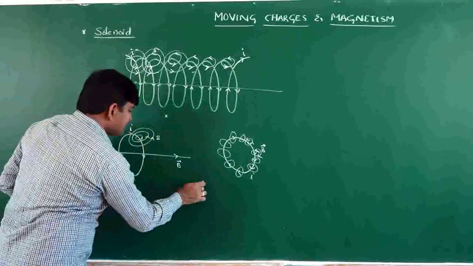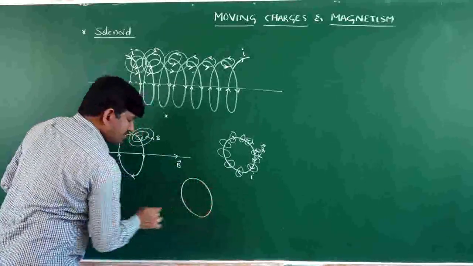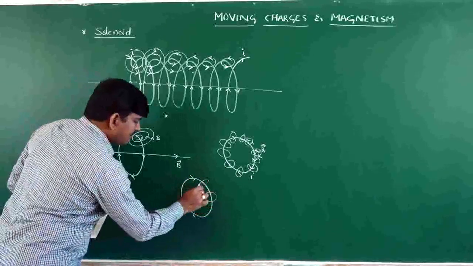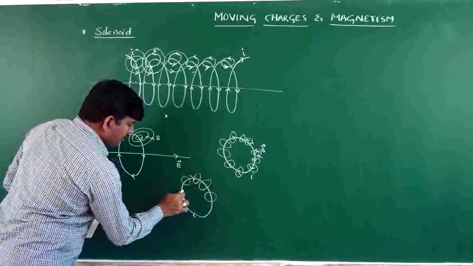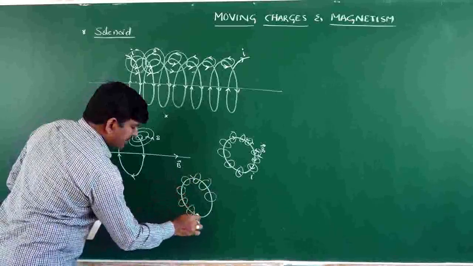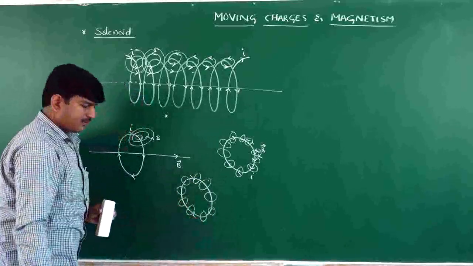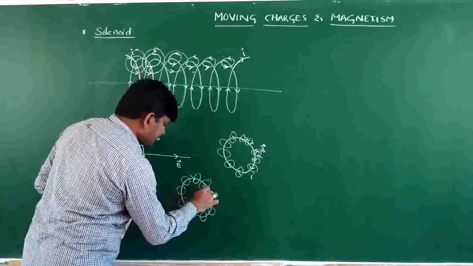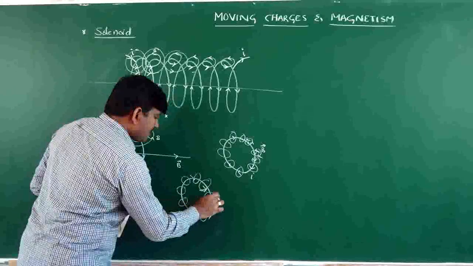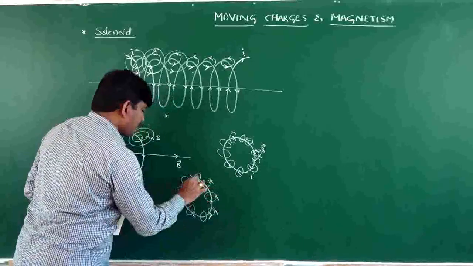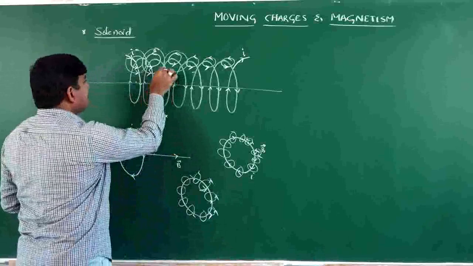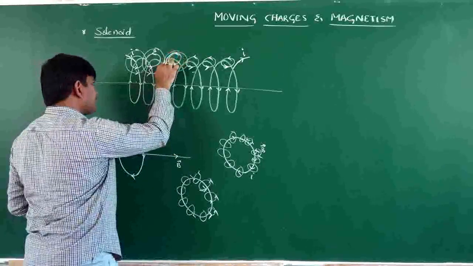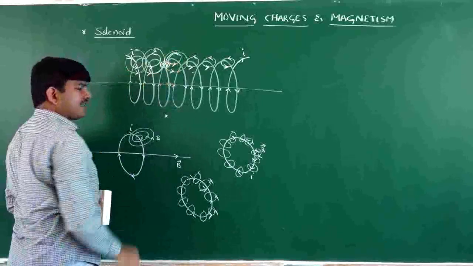If you take this circular turn, and current is passing in this way, then magnetic field lines will be like this, encircling the conductor. So, here if you consider, the magnetic field will be directed in this way. Outside it is directed like this. So, here if you see, this magnetic field is directed upward, and here the magnetic field is directed downward. So, this will be cancelling each other.